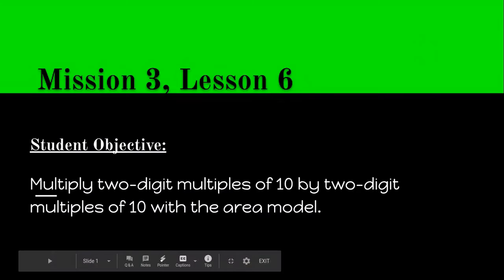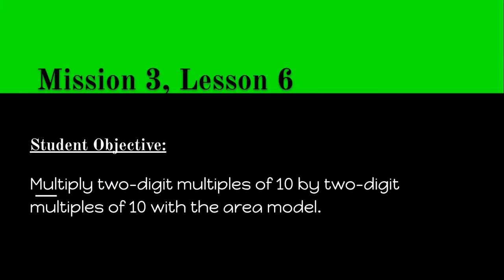All right, our student objective for this lesson, let's take a look. Our student objective is to multiply 2-digit multiples of 10 by 2-digit multiples of 10 with the area model. So what that means, in other words, is we're going to be multiplying 2 digits by 2 digits, using what we're going to deem the area model, which you'll see here.